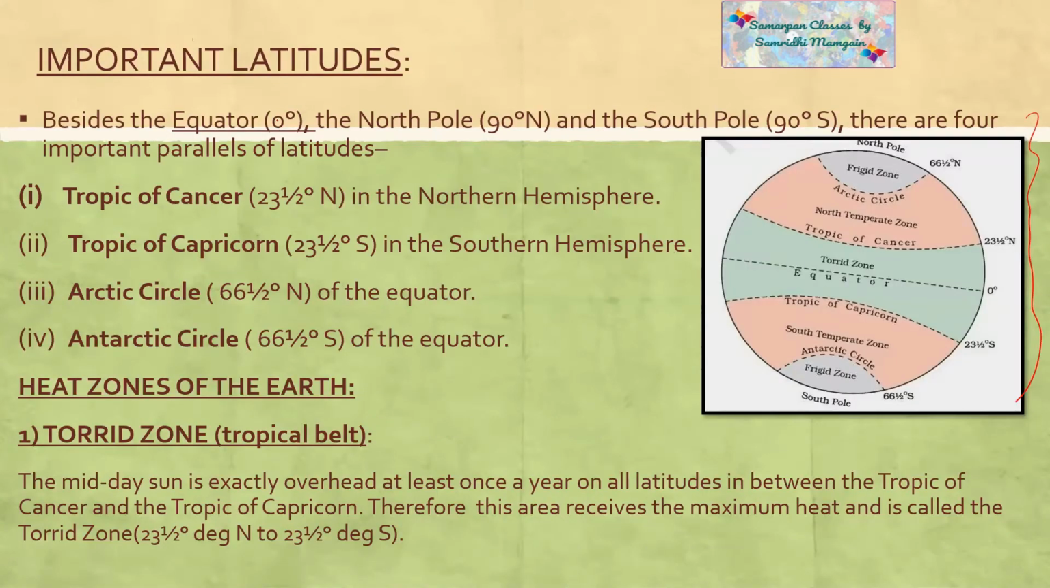Besides the equator, which is 0 degrees, the North Pole is 90 degrees north and the South Pole is 90 degrees south. Apart from these, there are four important parallels or latitudes. Which four, apart from the equator, North Pole and South Pole? These are Tropic of Cancer, Tropic of Capricorn, Arctic Circle and Antarctic Circle. But remember the degrees. Tropic of Cancer is 23.5 degrees north, Capricorn is 23.5 degrees south, Arctic Circle is 66.5 degrees north and Antarctic Circle is 63.5 degrees south.